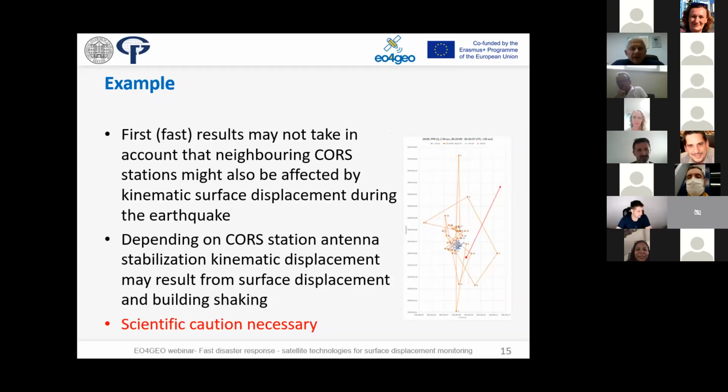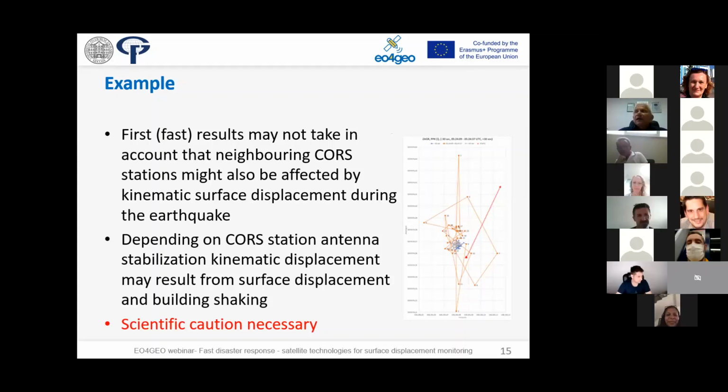So basically, you have to make some assumptions. And for example, a first assumption is that a neighboring CORS station is not affected by the surface displacement during the earthquake. This is some 29, 30 kilometers, like in case of Zagreb, and the assumption has been made. So this might be true, but this also might not be true.